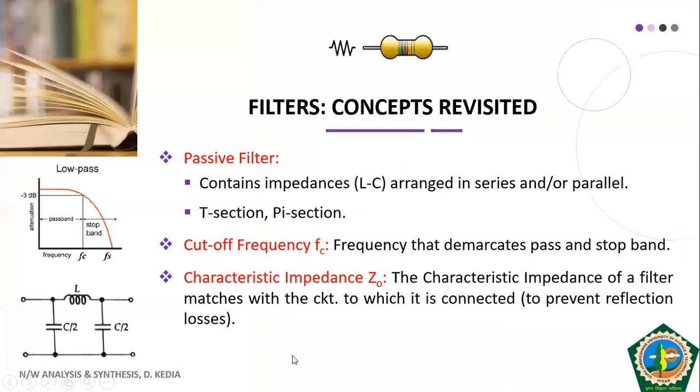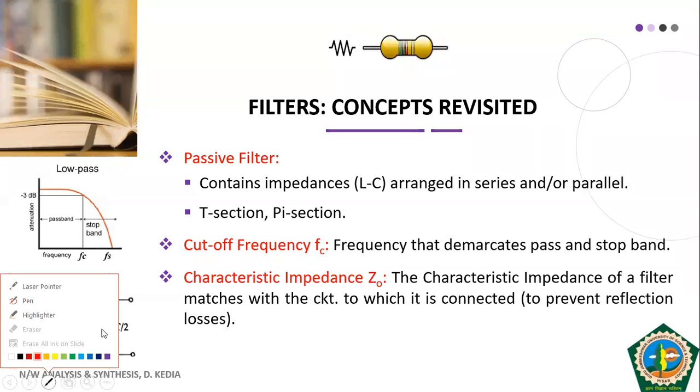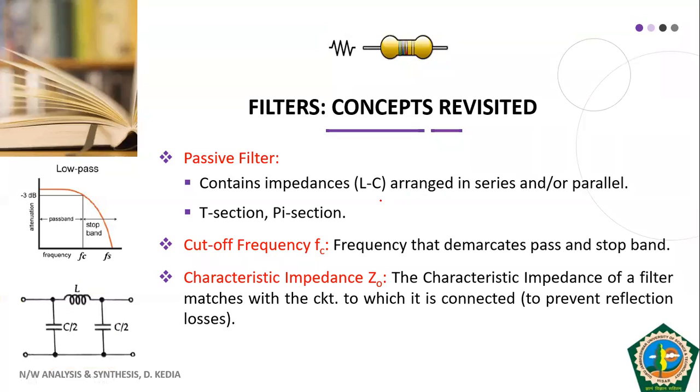So as I just told you that we are going to cover passive filters, and these contain your impedances in the form of your inductor and capacitor arranged either in series or in parallel. And we will study two types of circuit sections, you can say T sections or pi sections. I have covered this thing in detail in the previous class. So in T section, your circuit will look like a T, like this. So this circuit looks like a T section.